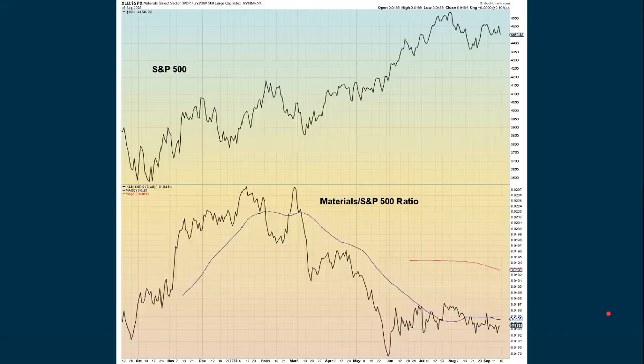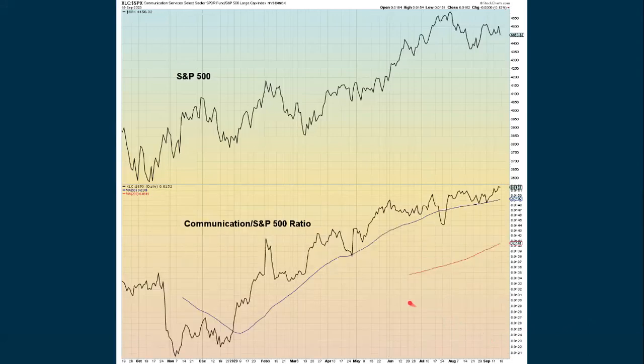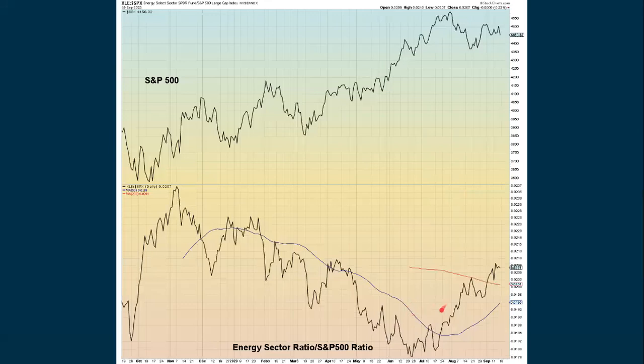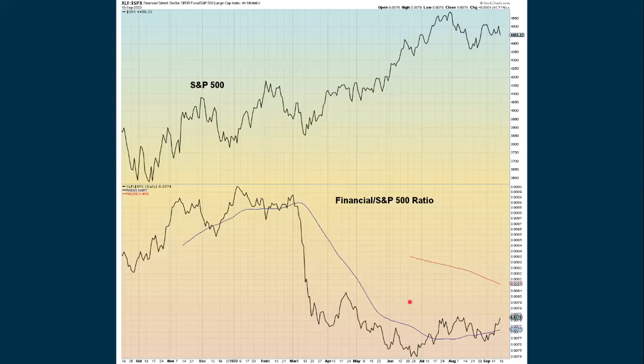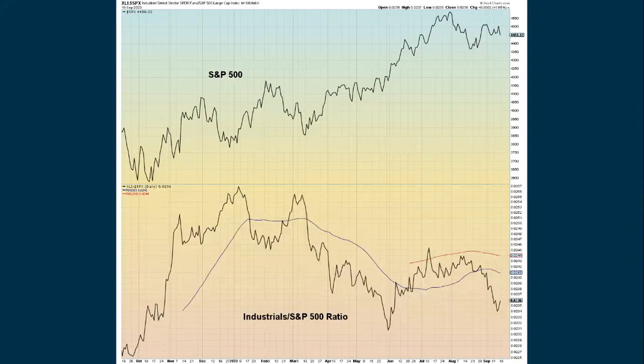We look at different sectors in the S&P. Materials are in a downtrend when compared to the S&P 500. Communication has been one of the stronger areas in 2023. Energy, seeing a bit of a bounce back, but still in a longer-term downtrend. The financials got hit back in March with the whole bank issue. We're wondering if that's going to ever come back again. It seems to be under control right now, but that could change at any time.